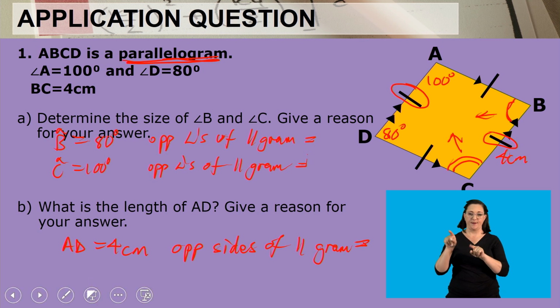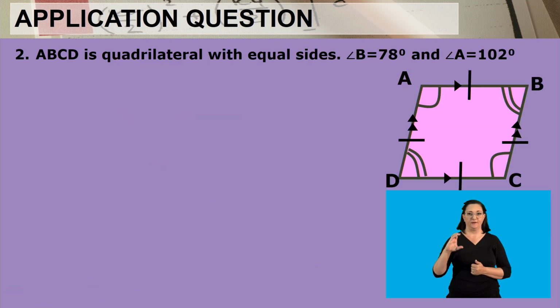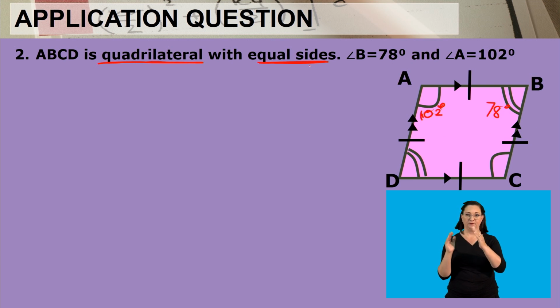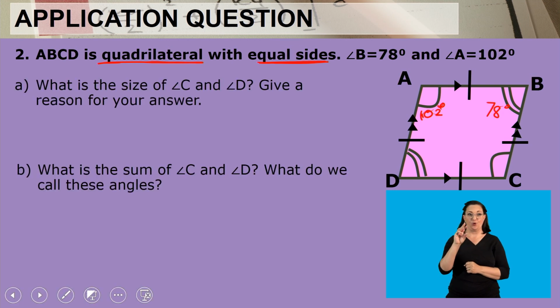All right, let's look at the next one. ABCD is a quadrilateral, that is information again, with equal sides. And angle B is 78 degrees. So angle B, let's write that in. And angle A is 102 degrees. Look at the markings on the diagram, and you'd see that a quadrilateral with equal sides would be a rhombus. And therefore, let's read the questions.